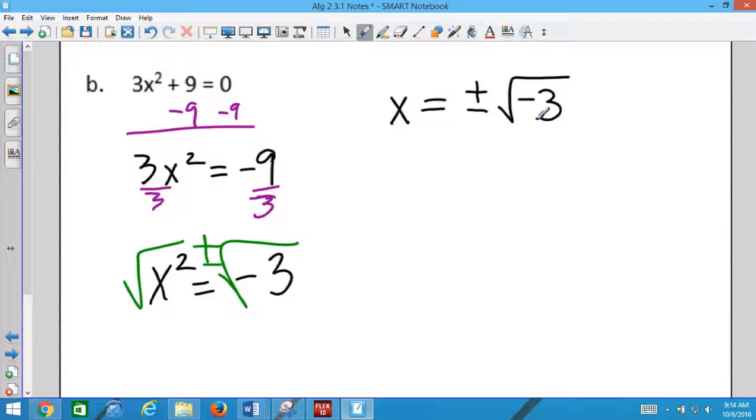What can I do? Why not? You can't have a negative in a radical. You can't do that. So there is no real solution to this because we're trying to square root a negative number. If you try to square root negative 3 on your calculator, it'll say error. So we have no real solution.